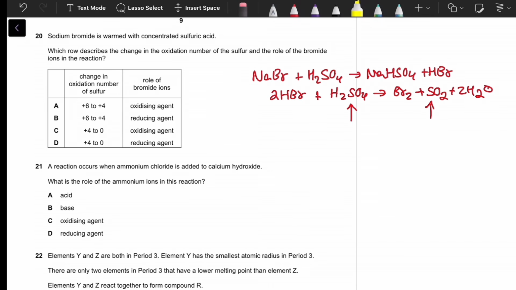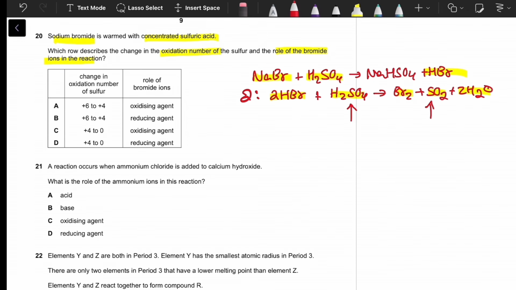Okay, so question 20 states that sodium bromide is warmed with concentrated sulfuric acid, which row describes the change in the oxidation number of sulfur and the role of bromide ions in the reaction. Okie dokie, so when we have sodium bromide and concentrated sulfuric acid, we end up forming hydrogen bromide. This hydrogen bromide can further react with the sulfuric acid to produce other compounds such as bromine, sulfur dioxide, and water. In this second equation, bromide ions reduce sulfur.